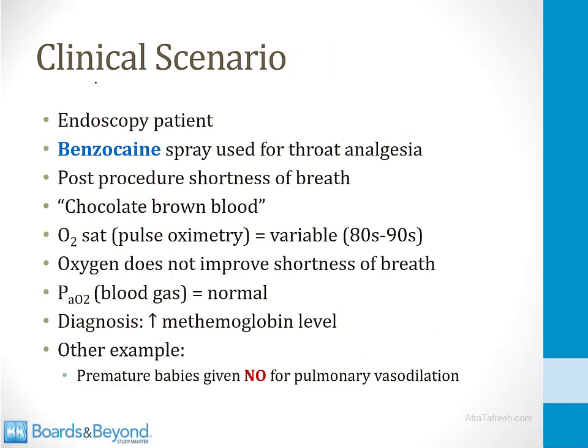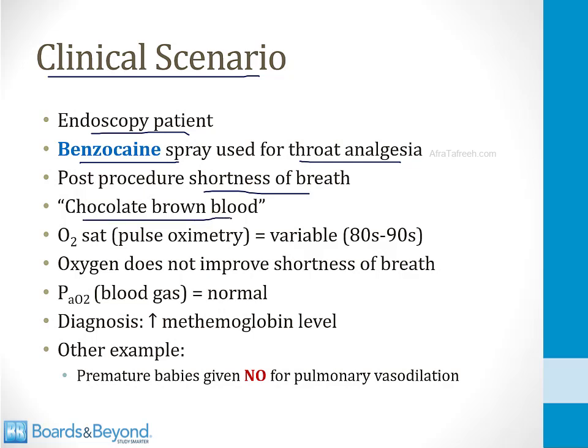So a typical clinical scenario for methemoglobinemia that you should be able to recognize for Step 1 could be an endoscopy patient who receives benzocaine spray to the throat to cause numbness of the throat so that the probe can be passed into the esophagus. After the procedure, the patient complains of shortness of breath. When a blood gas is done, a classic finding is the presence of chocolate brown blood, and this occurs because methemoglobin turns blood brown.